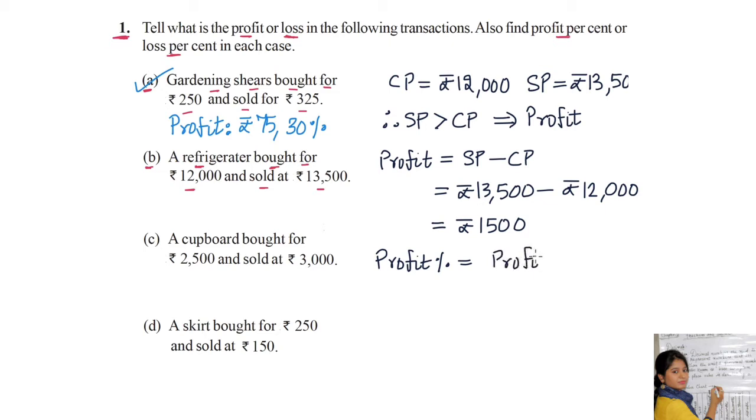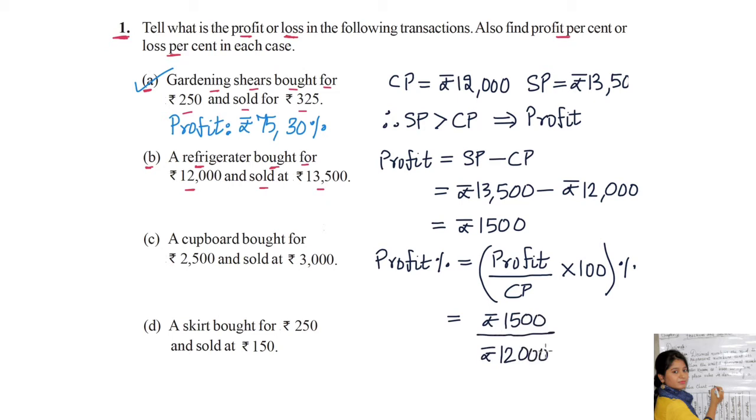Let's find out the profit percent. So profit percent is equal to profit upon CP into 100, and this particular value will give you the profit percentage. Clear? Now let's put in the values. Profit is 1,500 upon CP, that is rupees 12,000 we will write, into 100.